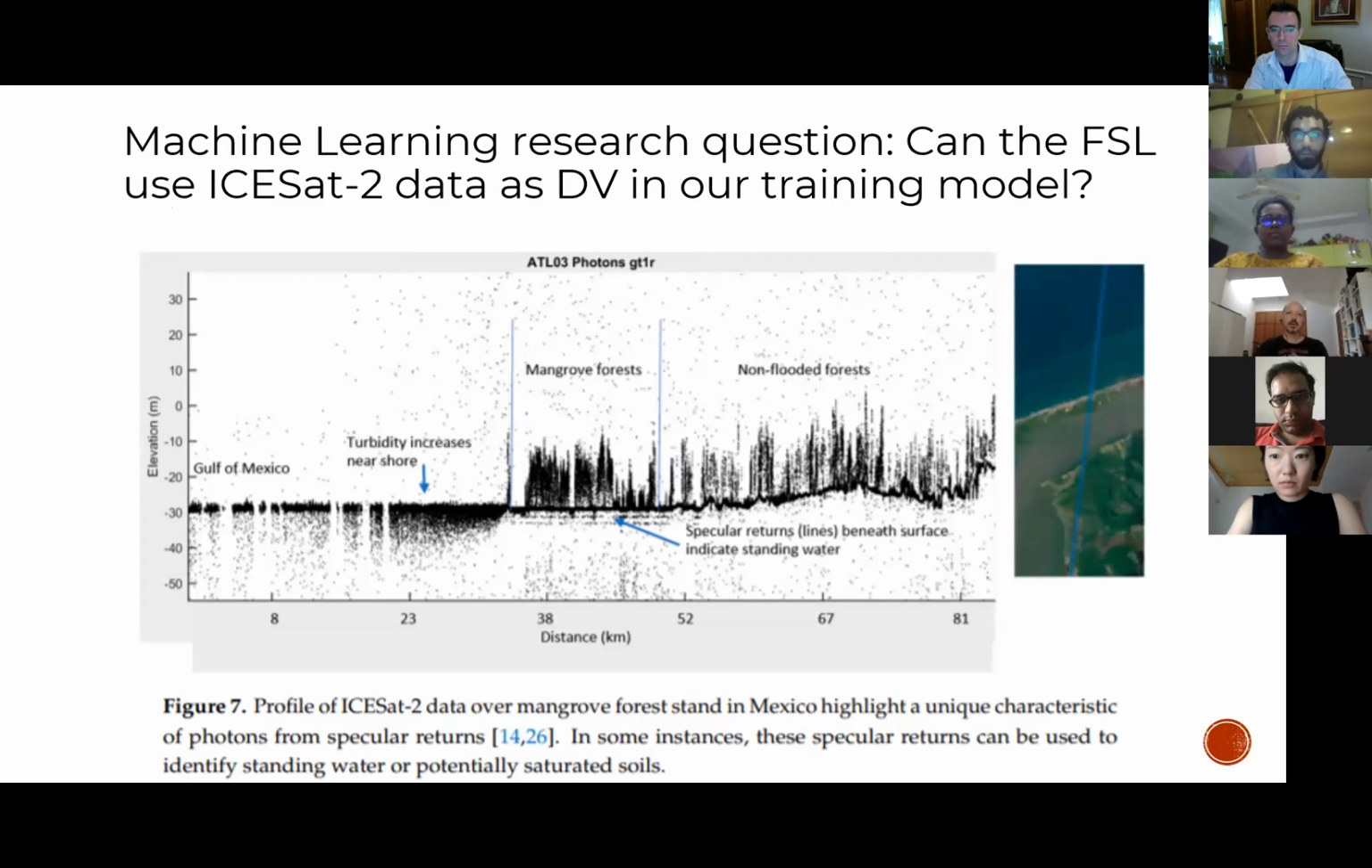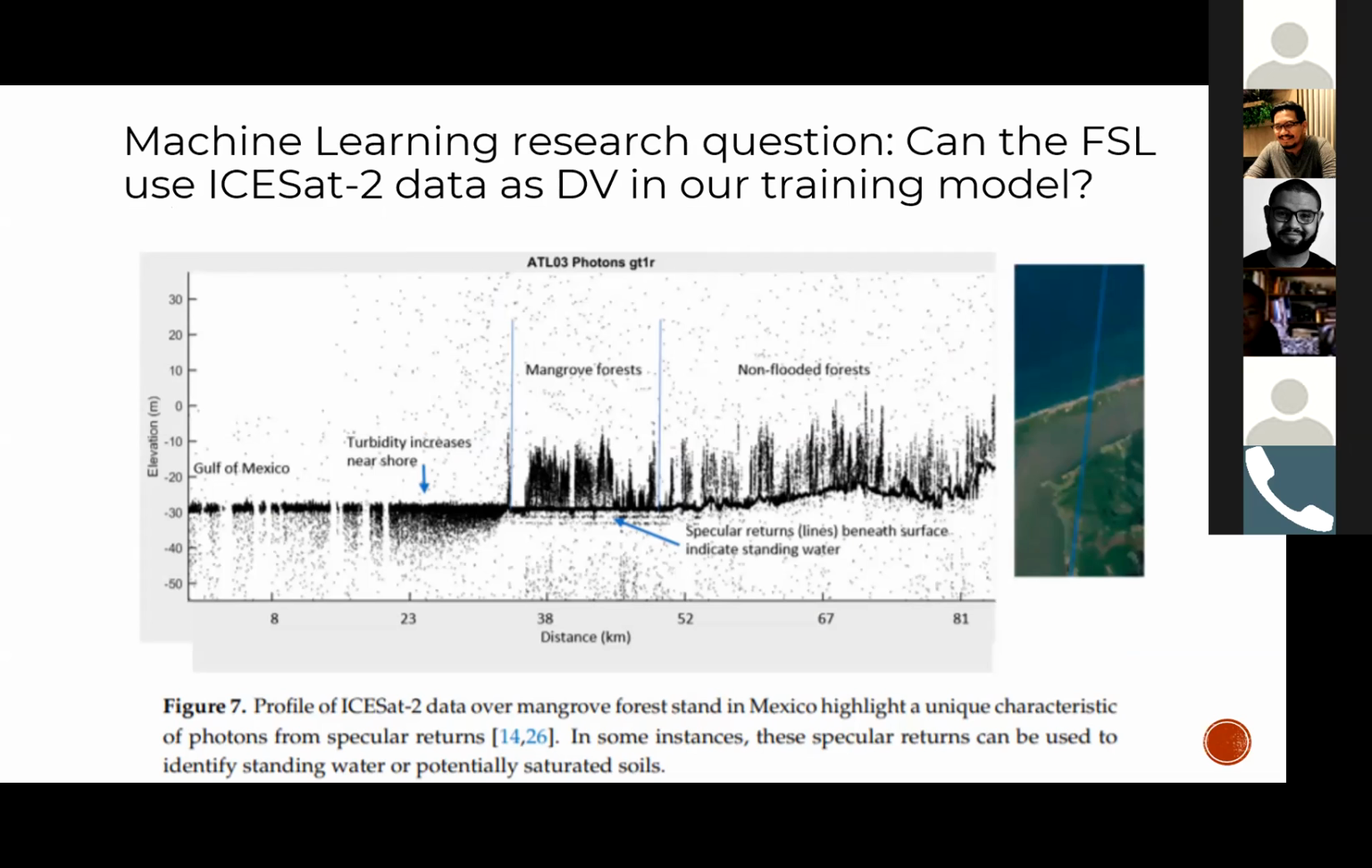Okay, so this brings us to our most recent machine learning research question. Can the FSL use ICESat-2 data as the dependent variable in our training model? Although GEDI and ICESat-2 won't be able to directly provide the FSL with biomass estimates, we can use the data to train our machine learning processes to more accurately predict canopy and thereby biomass, as alluded to in Visa's approach 3. And this photo here is an example of how the photons can be used to distinguish between water, mangrove forest, and a traditional forest, as well as the elevation profiles for each.